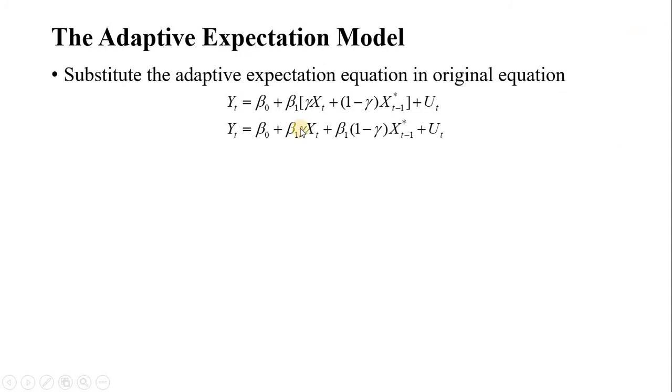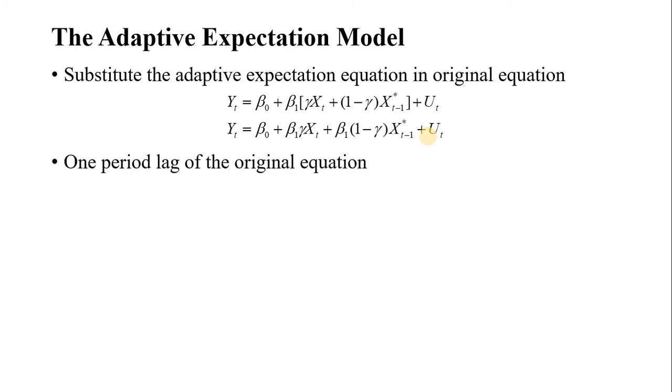You look at this, this is the adaptive expectation model, the adaptive expectation equation: gamma xt plus 1 minus gamma x star t minus 1. Okay, now we have substituted this equation into the original equations. Now what will happen? Yt is equal to beta 0 plus beta 1 gamma xt plus beta 1 1 minus gamma x star t minus 1 plus ut. We have substituted our adaptive expectation equation into our original equation.